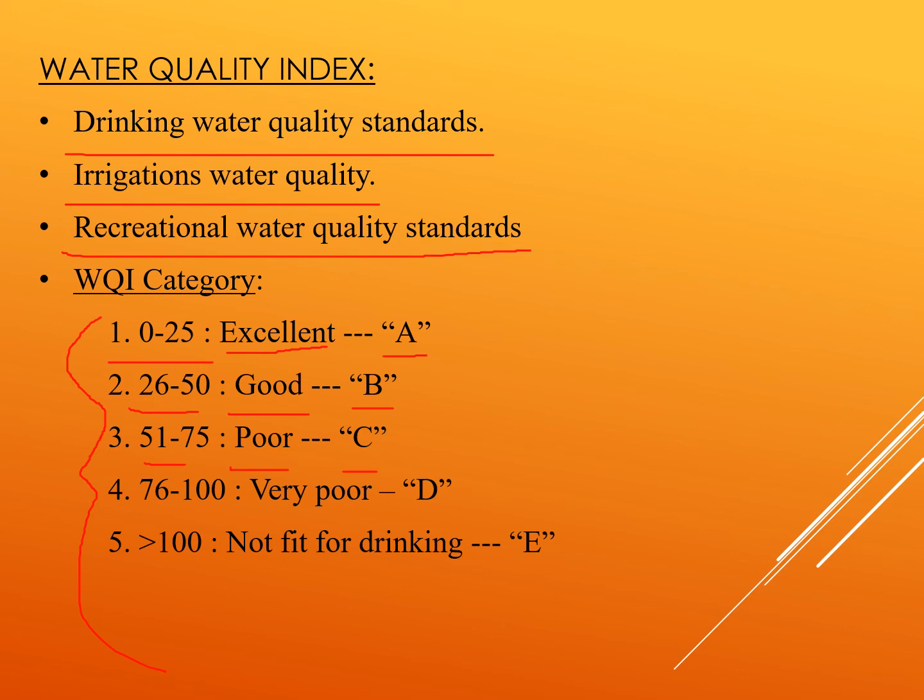And the fourth one is 76 to 100. It is considered very poor water quality and it is not for drinking. It is hardly usable for other work, and its grade is D. And the last one is very dangerous, greater than 100, and it is not for drinking as well as not for other work. Its grade is E.